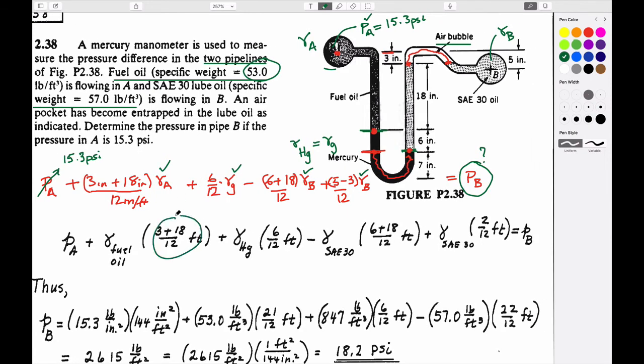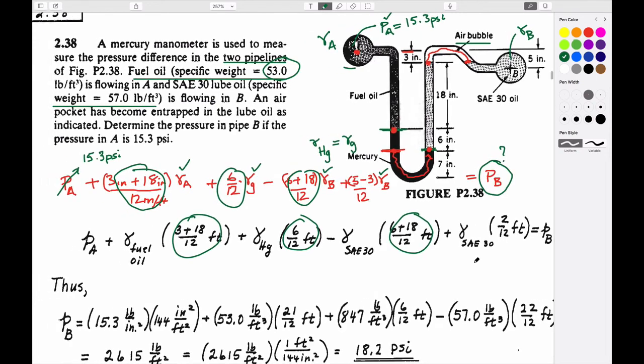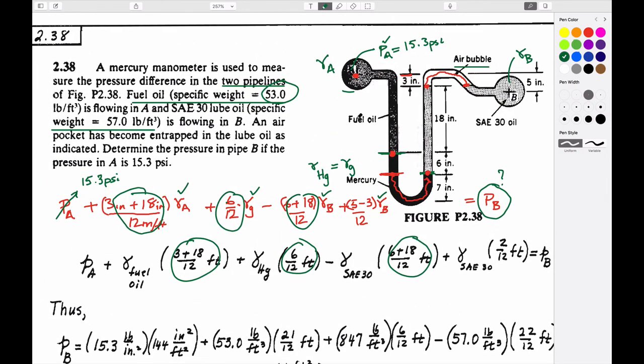So this is here. This is here. Looks like I even got my signs right. And this is 2 over 12. Right? That's it. So the key things to know, I guess, are start off your equation where you know something, which is this, and then work through to where you don't know something. And remember that when you go down the fluid, you add.